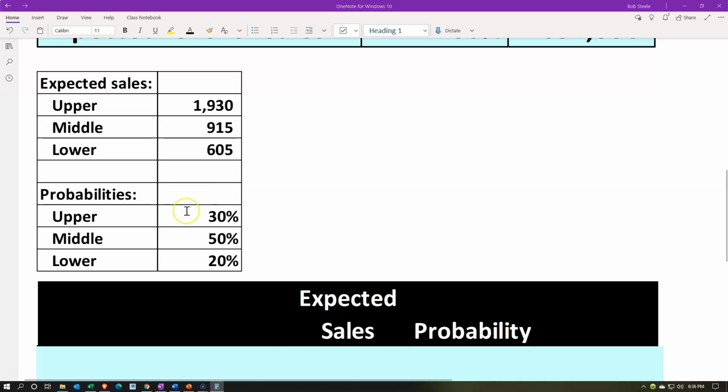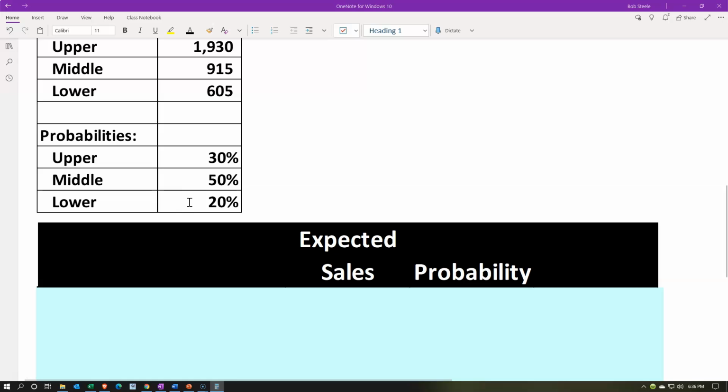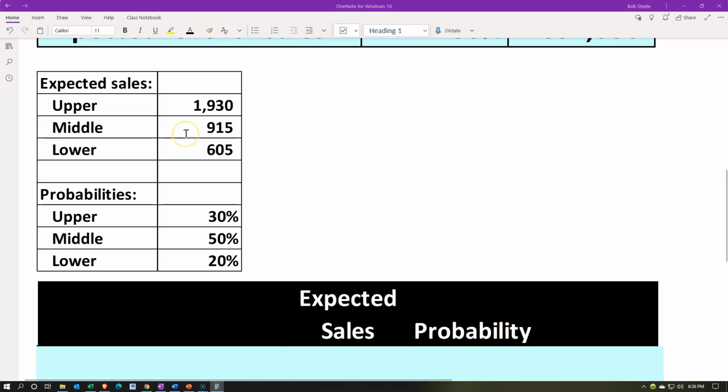So we might say the upper limit is possible, but we think it's less likely. The middle is our norm, so maybe we give it more weight, 50%, and the lower, maybe we give it 20%. Again, we're arbitrarily assigning these numbers because we don't know what's going to happen in the future, but we can use this method to assign them in a way that might be a little more systematic than simply looking at these three numbers and trying to pick the one in the middle, right?